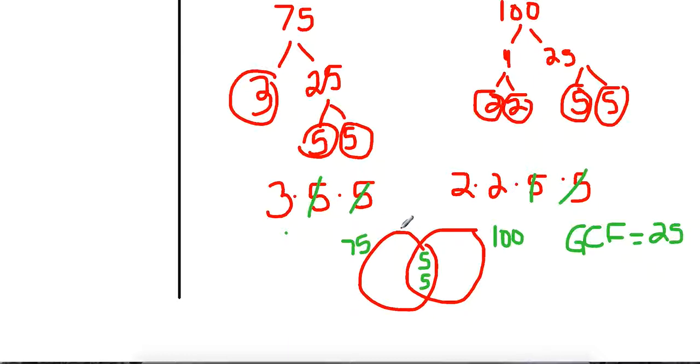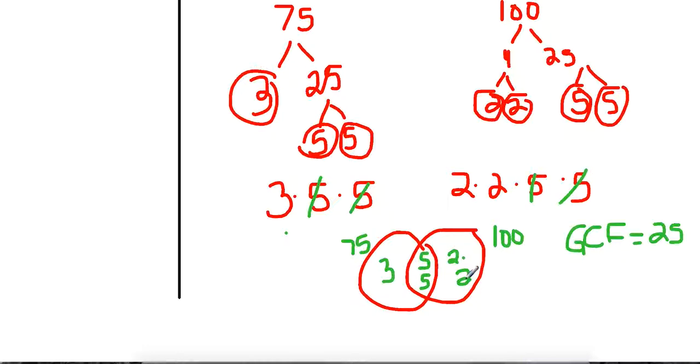So let's look at what they have left over. This one, 75, has a 3. So if I only look at this side of the circle, it's 3 times 5 times 5. There it is. Now let's look at the 100. I have a 2 and 2 left over. So let's just look at this circle. Does that match your prime factorization here, your expanded form? Well, 5, 5, 2, 2.